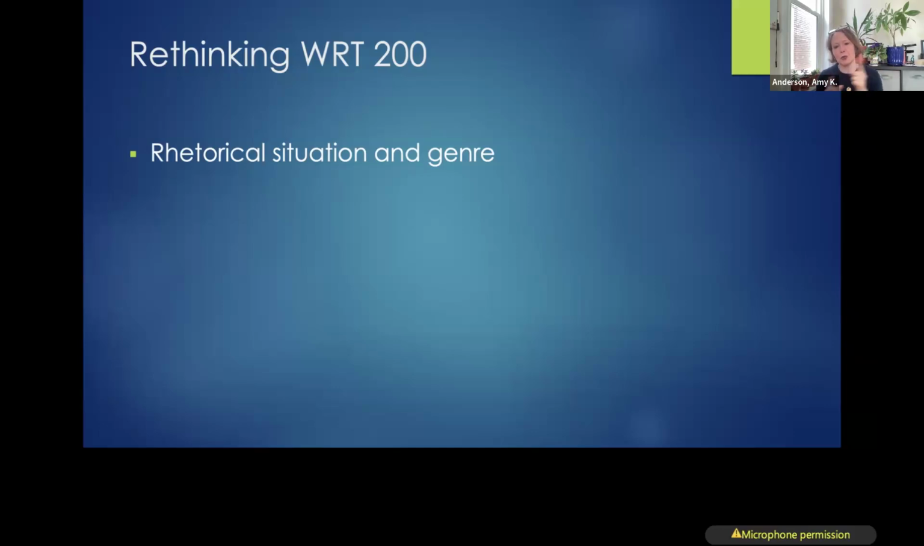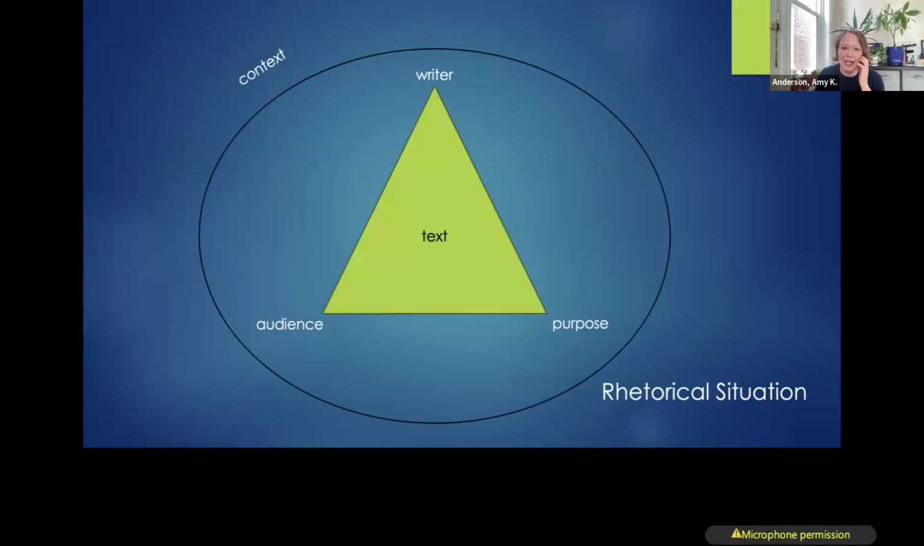And I want to back my way into it by thinking about two concepts that we talk a lot about in the first year writing sequence. The two concepts are the rhetorical situation and genre. The rhetorical situation is what we use to get students thinking about all the different components that they put together when they're coming up with a text.